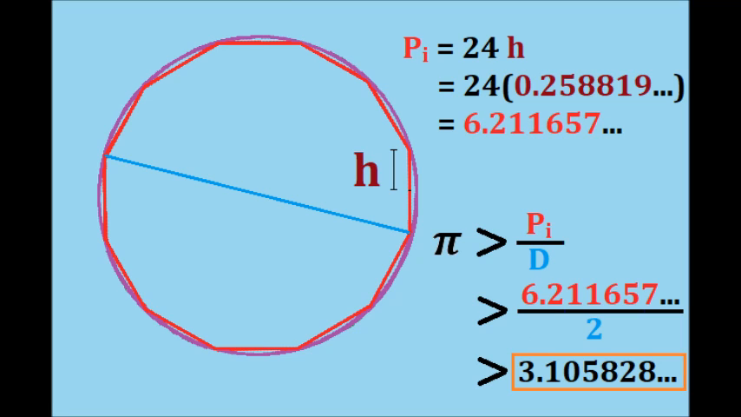This time we have 12 sides, so we multiply h by 24. This gives us approximately 6.21. Divide that by the diameter, 2, and we get a lower bound of 3.1058. Pi is greater than that value. Good.